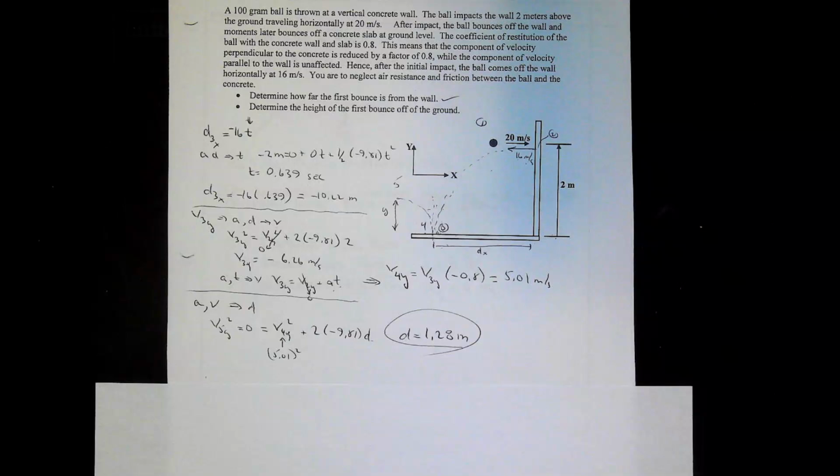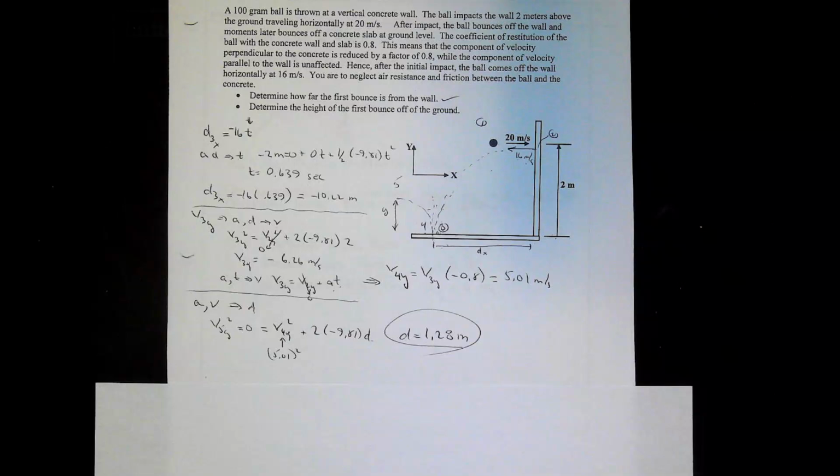So now the next thing I need is v4y. How does it come up? Well, that's simply v3y times minus 0.8. Whenever you use the coefficient of restitution, there's a sign change because you're going one way, now you're going back the other. Okay, fine. So that leaves us with 5.01 meters per second. All right.